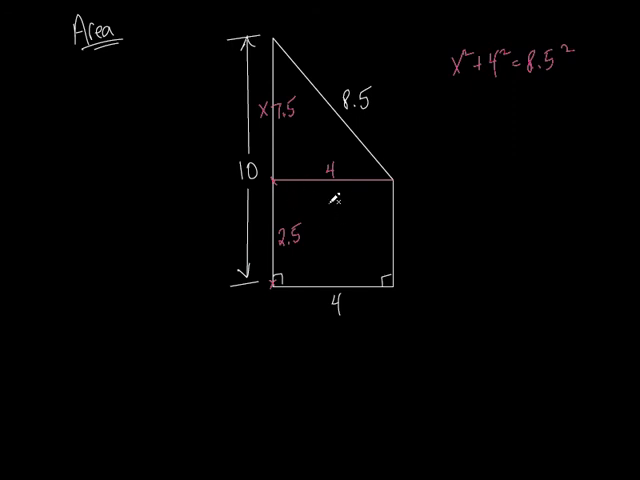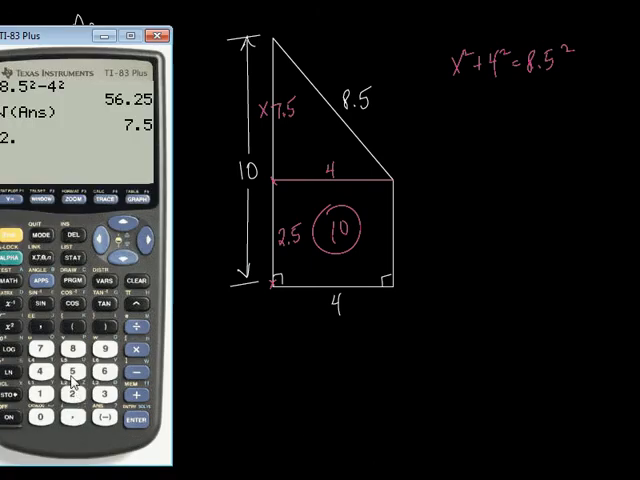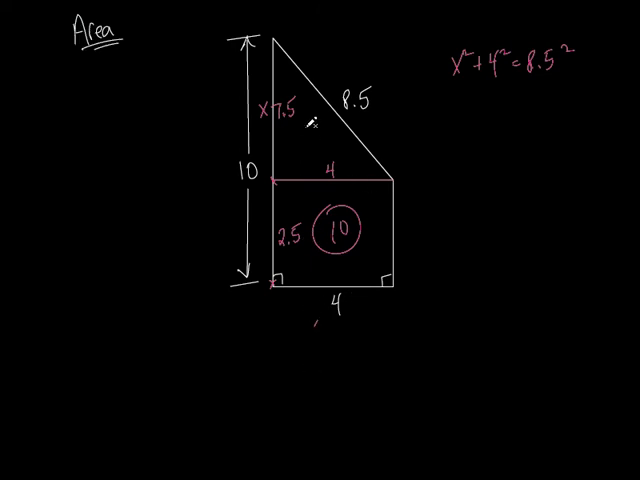So the area of this whole thing right there is 10. Did I do that right? No. Isn't it 2.5 times 4? I'm just finding this rectangle right here. 2.5 times 4 is 10. I was correct. All right, what about this one right here?